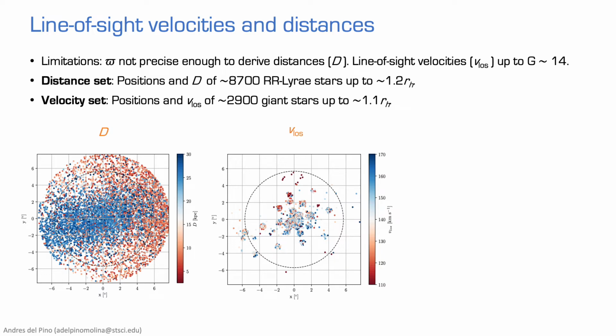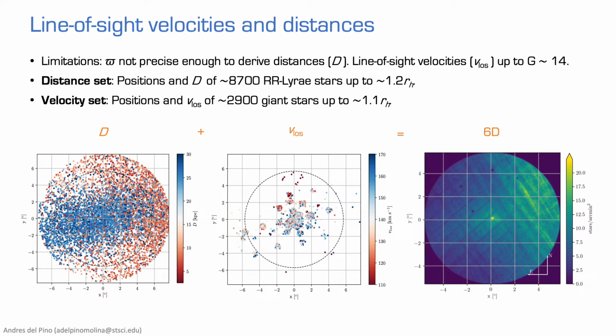Similarly, Gaia line of sight velocities are still limited to magnitudes brighter than G14, which is slightly brighter than the brightest stars in Sagittarius. In order to overcome these limitations, we made use of a list of nearly 9,000 RR-Lyrae stars for which we derived distances from their pulsation modes, and a list of nearly 3,000 giant stars with spectroscopic line of sight velocities.